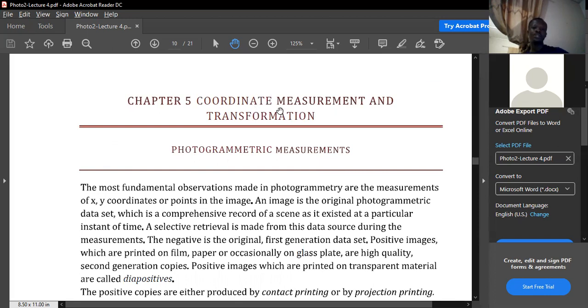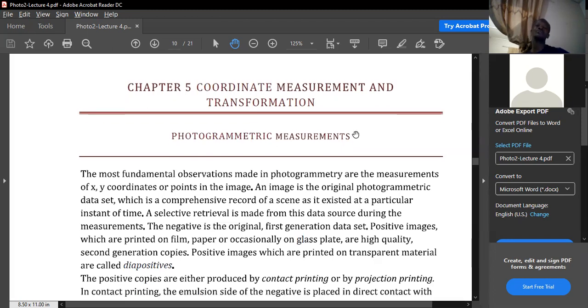Obviously, coordinate measurements and transformation are very important because we're talking about model coordinates. We are talking about photo coordinates. In fact, fiducial coordinates and all those things. So coordinate measurement and transformation is a topic in photogrammetry that we cannot run away from.